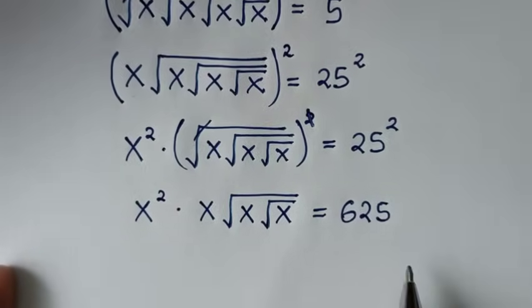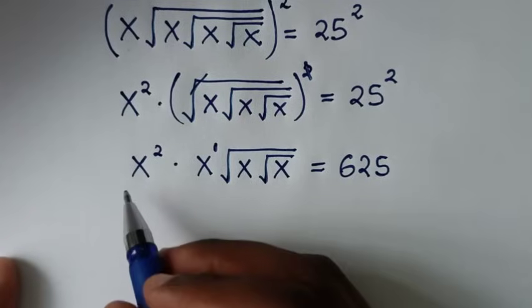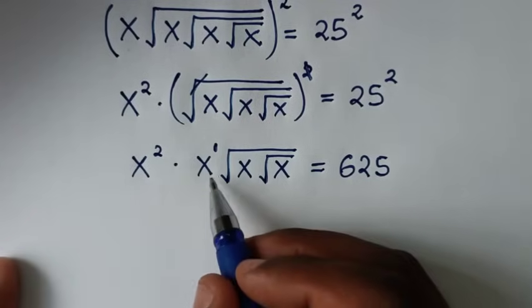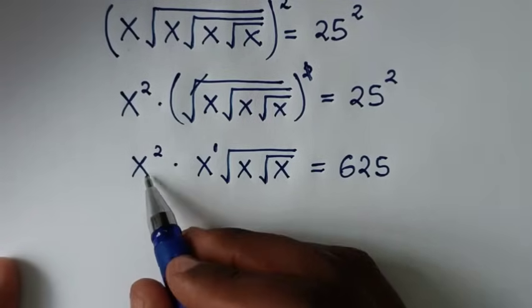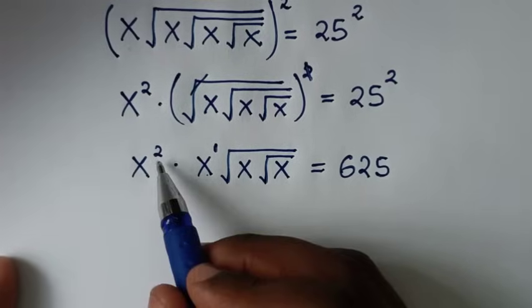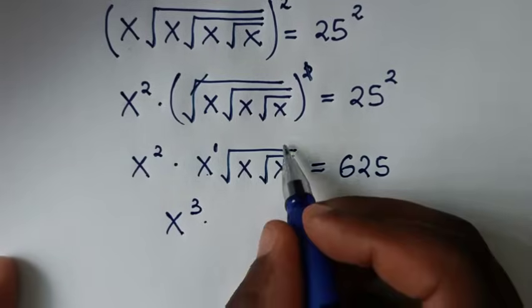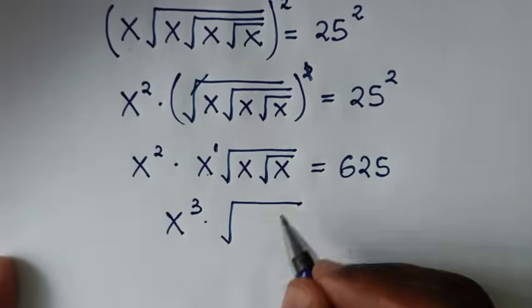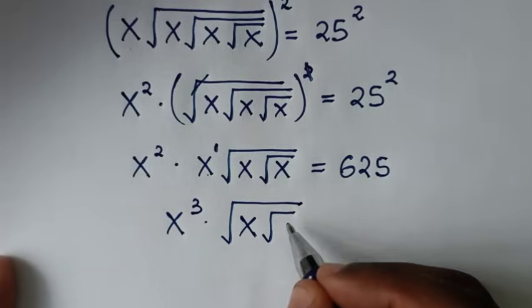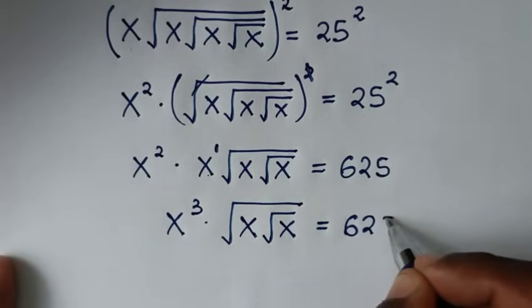625. Then from here x is the same as x power of 1. Now here x power of 2 times x power of 1. This is multiplication of exponents with the same base x, so we'll add the powers. So 2 plus 1 is power of 3, then times the square root of x and a square root of x is equal to 625.